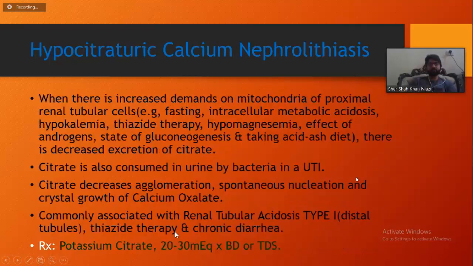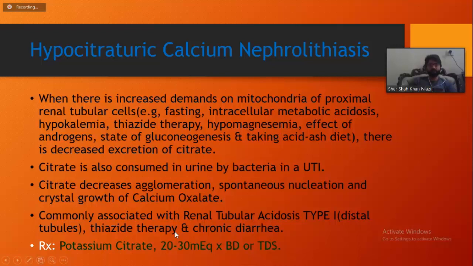Hypocitraturic calcium urolithiasis. When there is increased demand on the mitochondria of proximal renal tubular cells, as nowadays there is no fasting, we have this oxidative stress on the mitochondria of proximal renal tubular cells. It occurs in fasting, intracellular metabolic acidosis, hyperkalemia, acid therapy, hypomagnesemia, effect of androgens, state of gluconeogenesis, and when we take an SIUT. There is increased excretion of citrate.